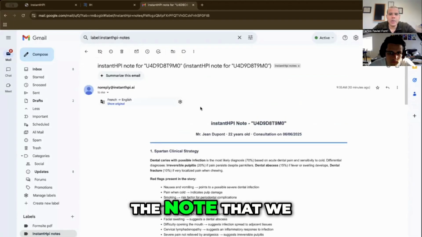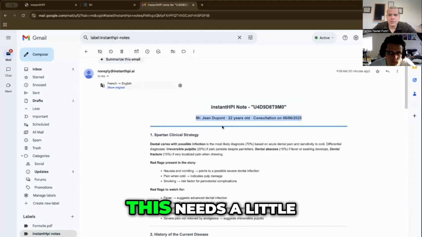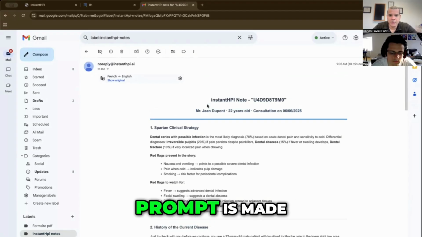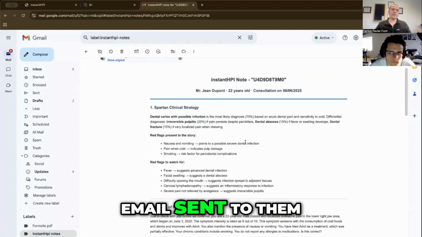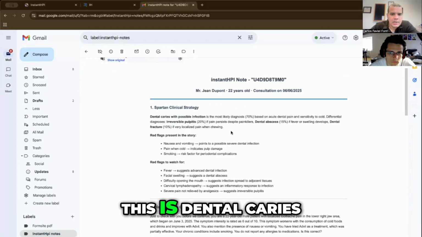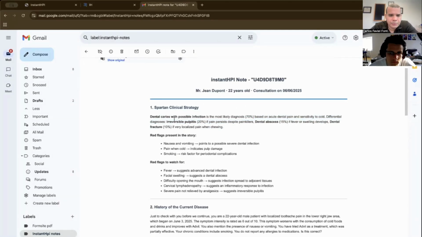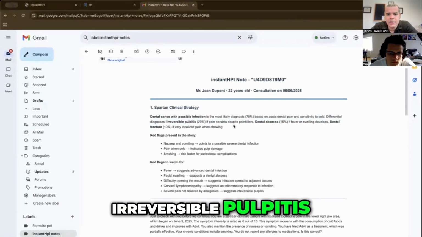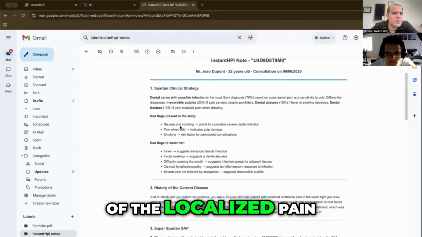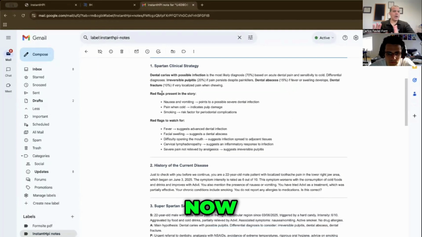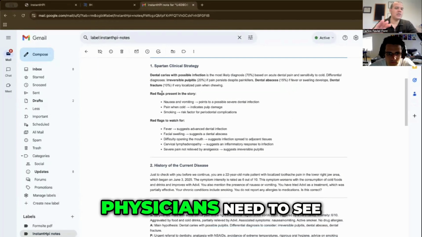So this is the note that we received for the patient that we filled in earlier. You see here the AI created, so this needs a little bit of a retouch as far as the prompt is made. But this is the basic thing. The first thing is the physician gets the email sent to them. They can just see, okay, this is dental caries, possible infections, most likely diagnoses. Then he mentioned irreversible pulpitis, basically possible dental abscess and a dental fracture because of the localized pain. So this layer of what I'm showing you is the physician side. This is what the physicians need to see.